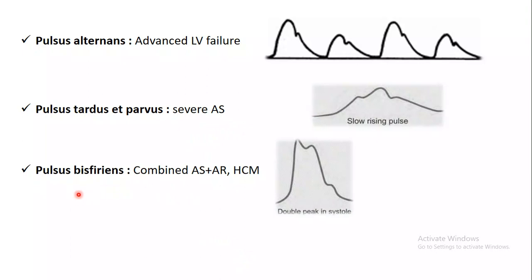Third abnormality is pulsus bisferiens. That means that we have two big peaks of pulse during systole. This is actually caused by interruption of systolic flow by obstruction, which might be fixed obstruction, like a patient with aortic stenosis, or a patient with hypertrophic cardiomyopathy who has dynamic obstruction at the mid systole, when the muscle of the septum is meeting the outflow tract of the heart.